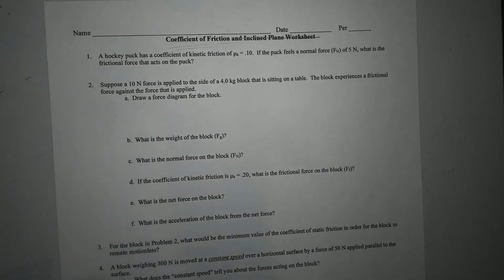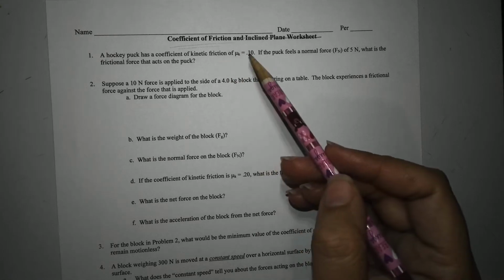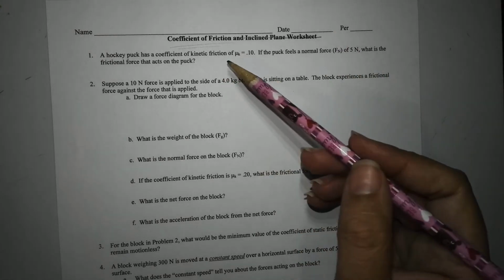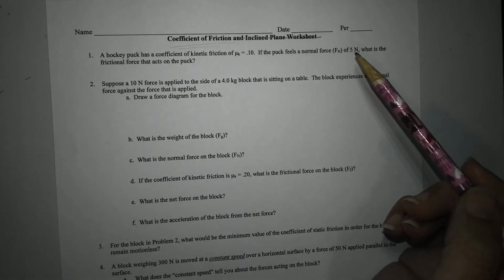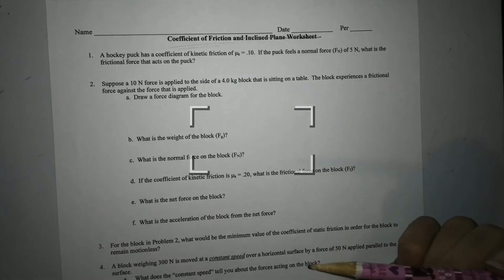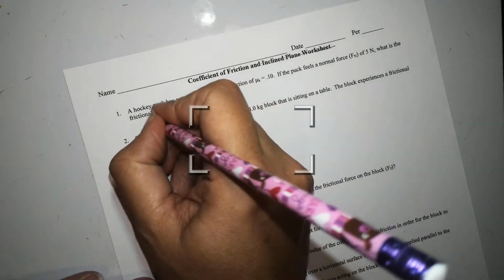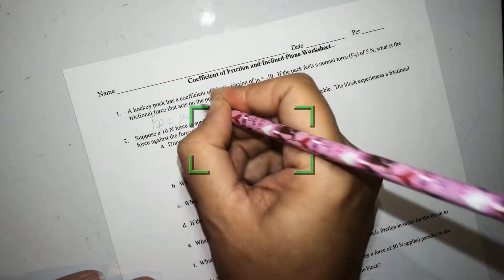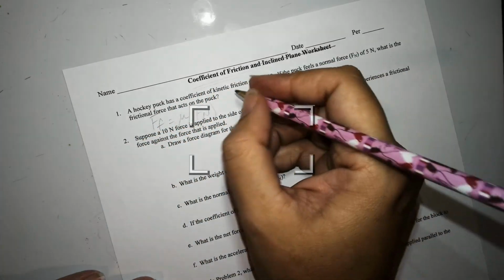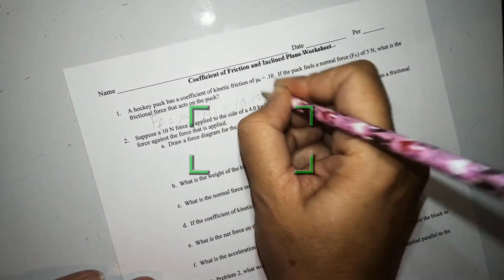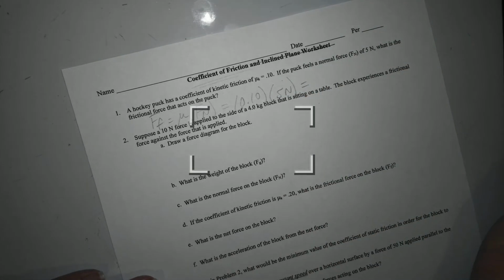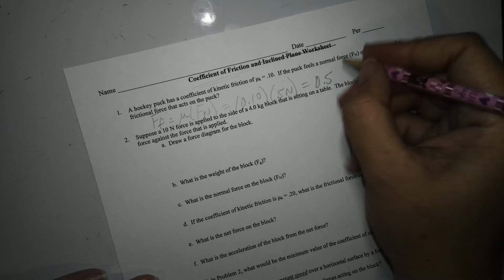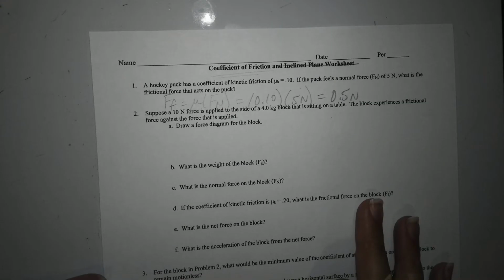So, question 1. A hockey puck has a coefficient of friction of mu k, so that means it's moving, of 0.10. If the puck feels a normal force of 5 newtons, what is the frictional force that acts on the puck? Well, this is just an easy plug and chug. Our force of friction equals our mu times our normal force. We know that our mu is 0.10. We know that our normal force is 5 newtons. So 0.1 times 5 gives us 0.5 newtons. There you go. It didn't give us a direction. All we need is the number there.